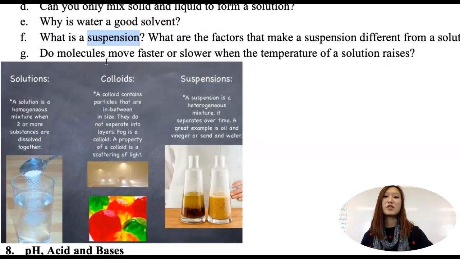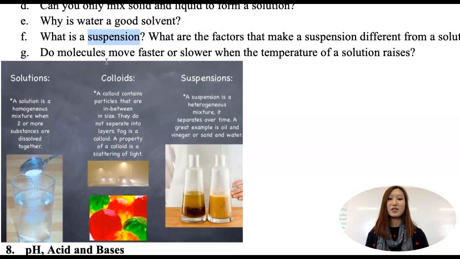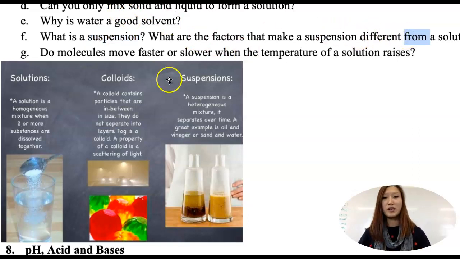What is a suspension? A suspension is an uneven mixture. For example, this one right here shows you vinegar and oil. They can mix for a little bit, but then over time, the vinegar and the oil will separate. So is sand and water. If you put some sand in water, you could make it almost look like a solution, but after a while, the water and the sand will separate on their own. So you call that a suspension, an uneven mixture that can separate on its own. The factor that makes a suspension different from a solution is whether it can separate on its own or not.